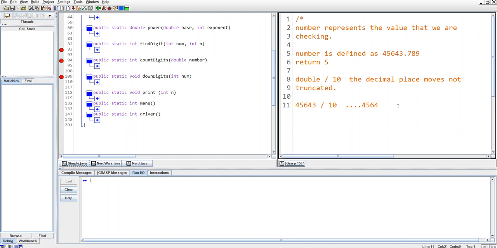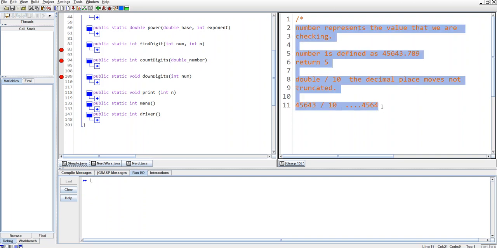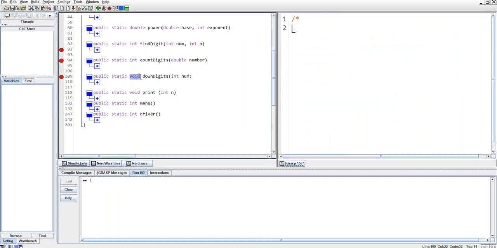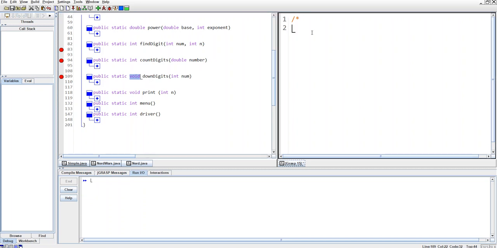All right? Now, the last one here that we had was the down digits, all right? Down digits, if you notice here, is a void method. So that's the major difference between the other two, which were integer returns, is that down digits is a void method, meaning it's not going to return anything. You should not have a return statement for down digits. It's just going to basically be printing out the number. It's just going to show us what to do. So num is the number we are printing downward.